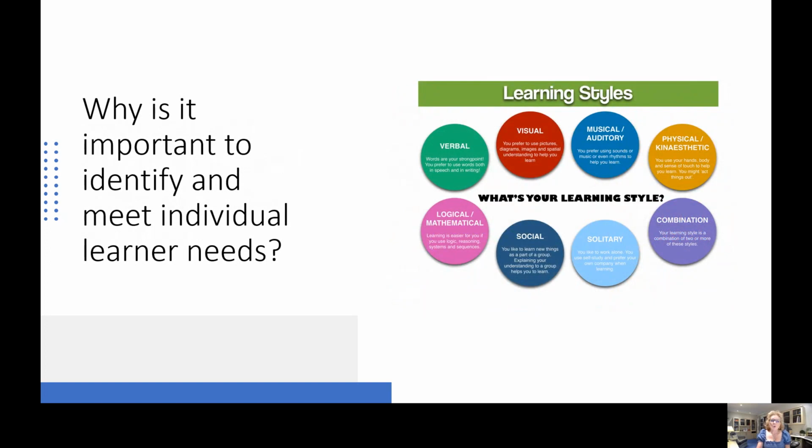Talking of learning styles, why is it important to identify and meet individual learner needs? Well, ultimately, the why is we want to make sure that all our learners have equal and fair chance to benefit from the learning that they're about to receive. So an initial assessment is going to confirm the learner's current knowledge, their skills, their behaviours, and that's going to help to reaffirm that they're on the right course, at the right level and at the right time.